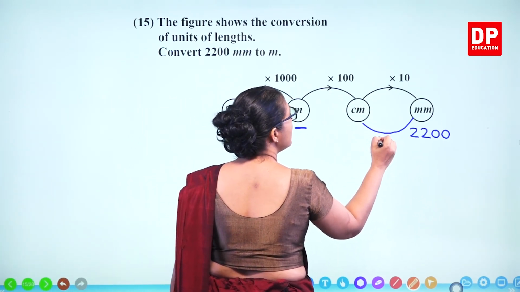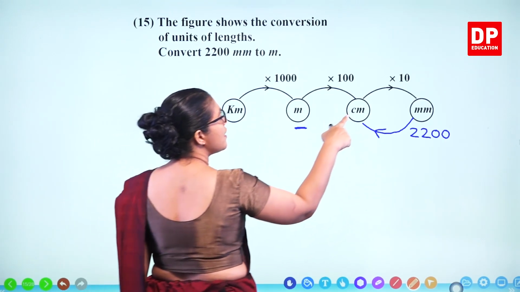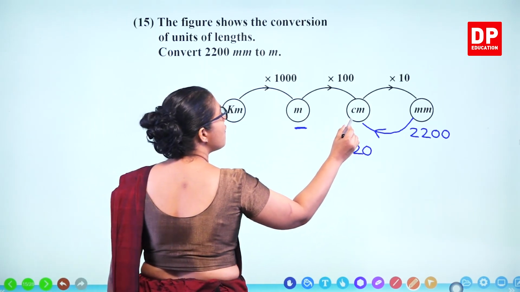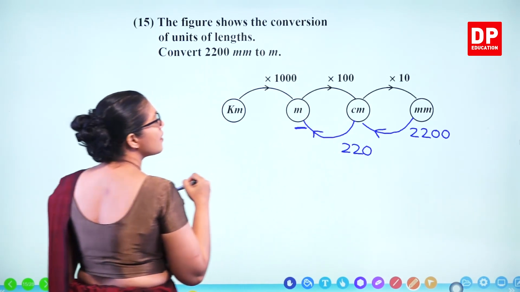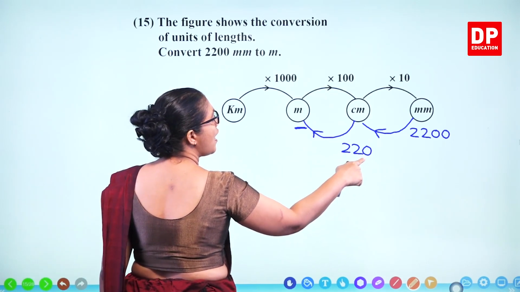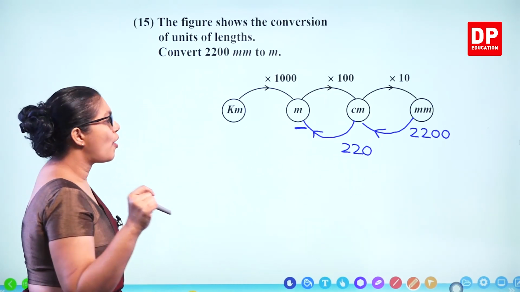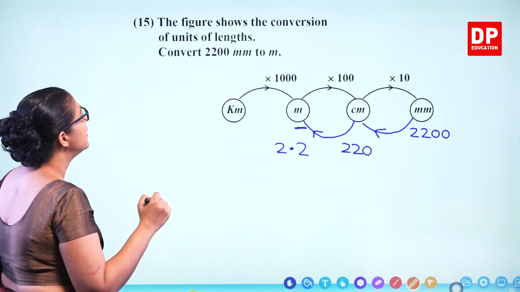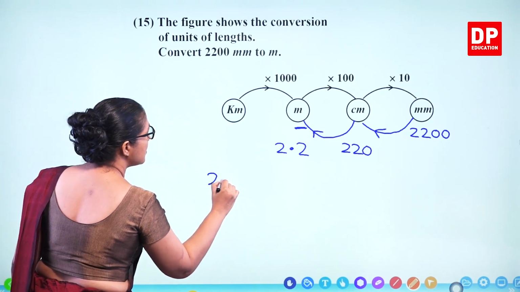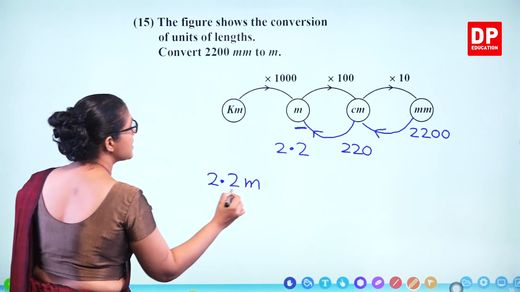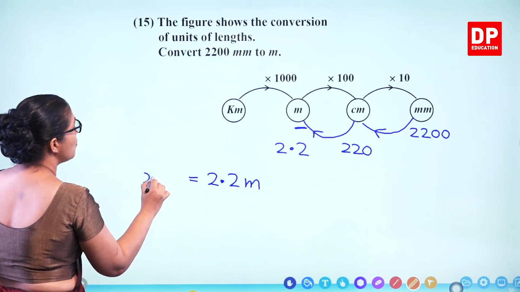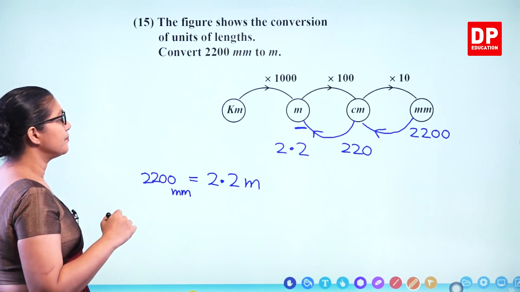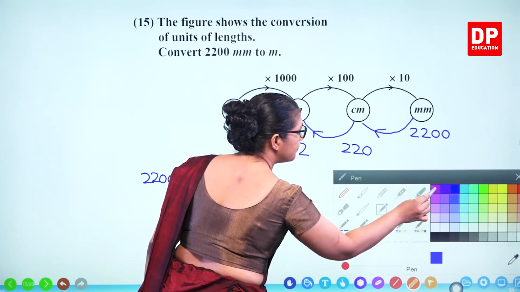So what do you do here? You divide by 10 to convert to centimeters. So 220. Then you divide by 100. When you divide by 100, move the decimal point. So 2.2. So what's the answer? 2200 millimeters is equal to 2.2 meters. So 2 marks.